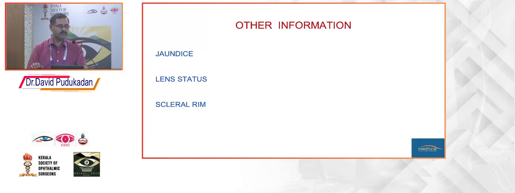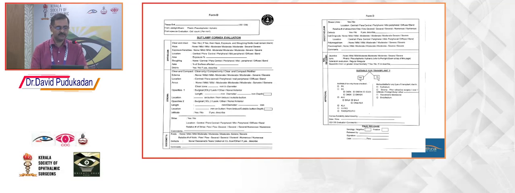Other information includes the presence of jaundice or lens status. This is noted by the technician performing in situ excision. The scleral rim size and regularity is also important because it decides whether the tissue can be mounted on an artificial anterior chamber for lamellar surgical procedures.